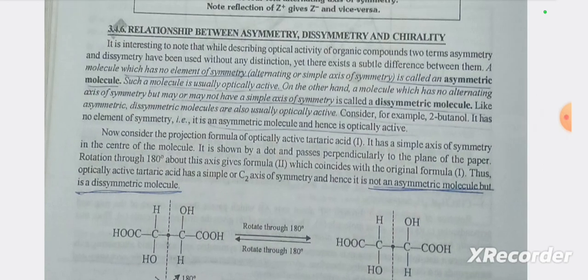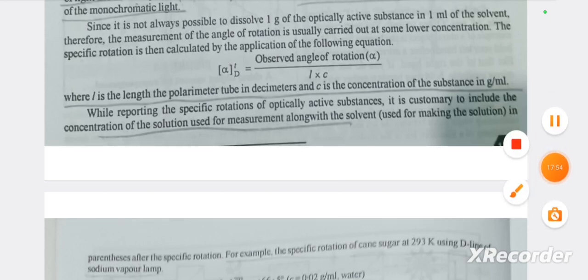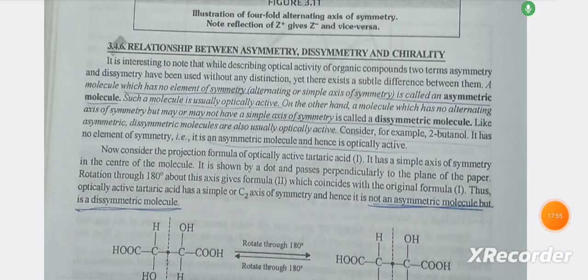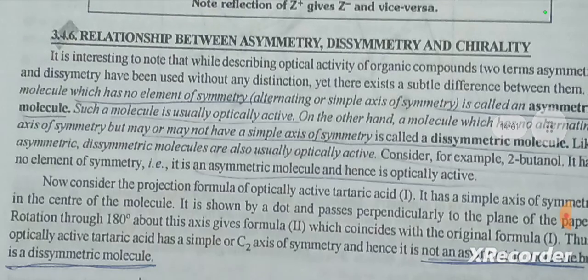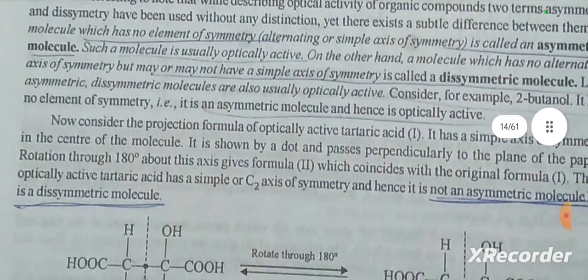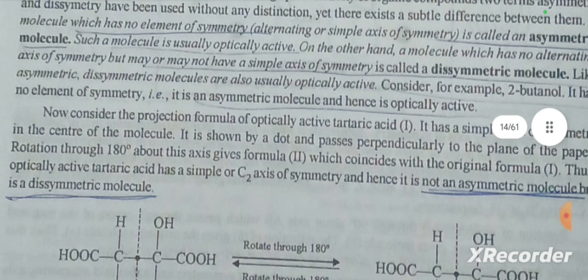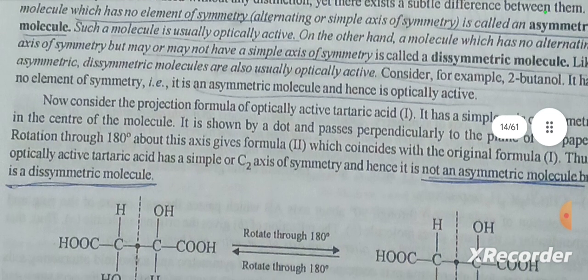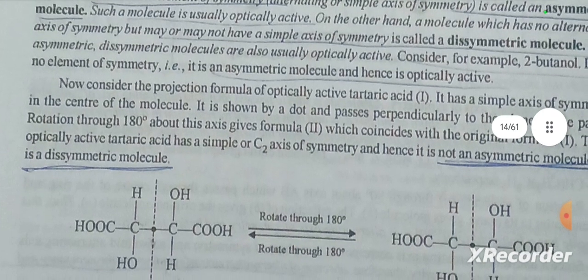Relationship between asymmetry, disymmetry and chirality. It is interesting to note that while describing optical activity of organic compounds, two terms, asymmetry and disymmetry, have been used without any distinction, yet there is a subtle difference between them. A molecule which has no element of symmetry, alternating or simple axis of symmetry, is called an asymmetric molecule. Such a molecule is usually optically active.